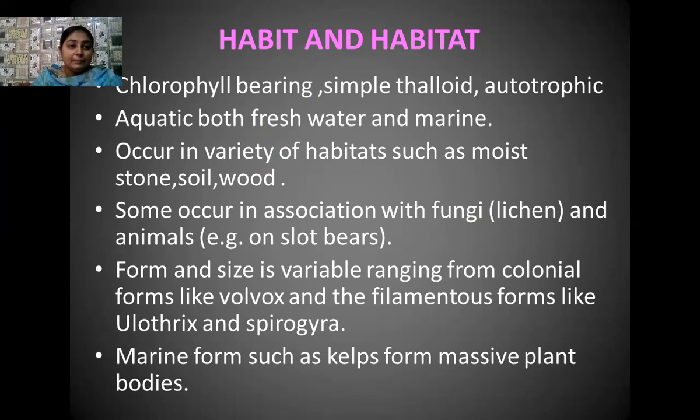Besides this, they sometimes grow on the back of some animals living in extreme cold conditions, such as sloth bears, which are generally found in the polar regions. According to their form and size, there are many variations found in these algal species. They may be unicellular, or living together in the form of a colony, like the Volvox species. Sometimes they exist in the form of filaments, like Ulothrix and Spirogyra.